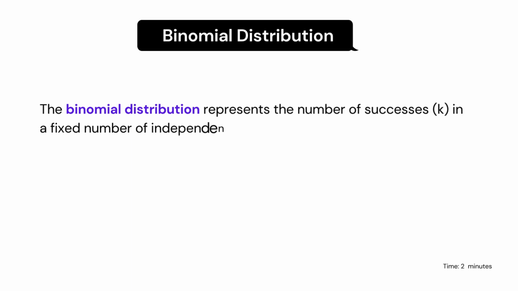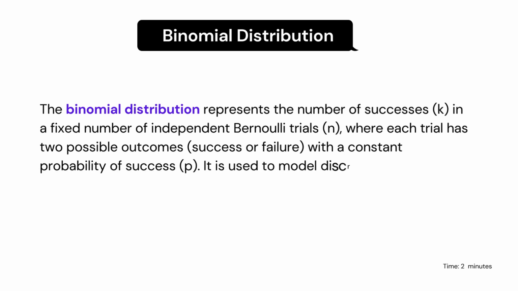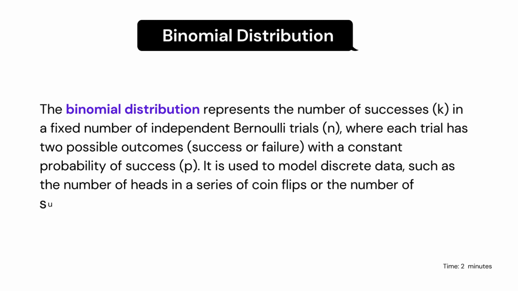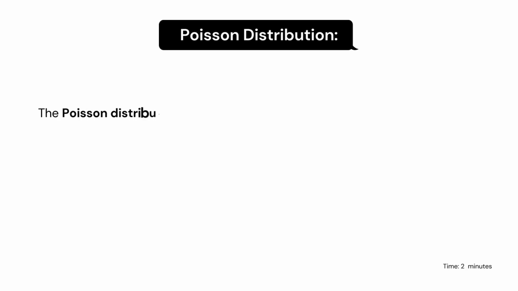On the other side is the binomial distribution. The binomial distribution represents the number of successes in a fixed number of independent Bernoulli trials, in which each trial has two possible outcomes, success or failure, with a constant probability of success p. It is used to model discrete data such as the number of heads in a series of coin flips, or the number of successes in a fixed number of experiments. I hope it will be clearer when I show you and explain the numericals of them. But for now, let's move forward with the Poisson distribution.